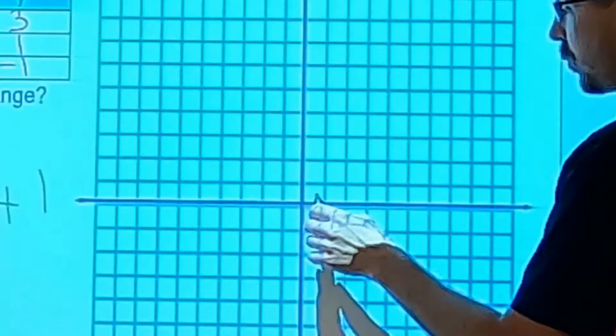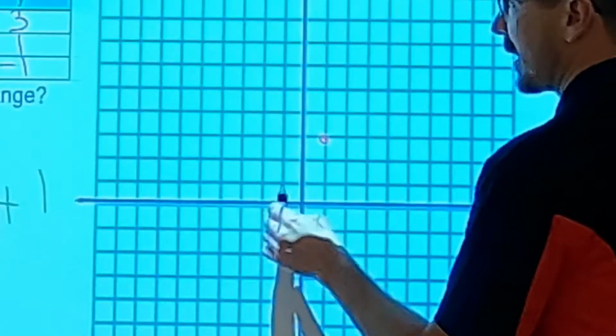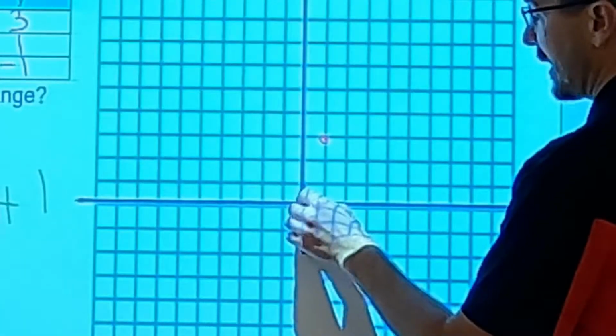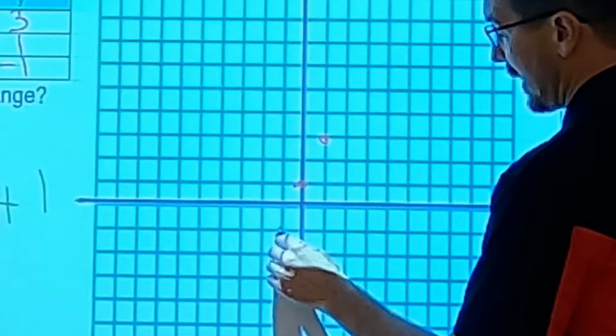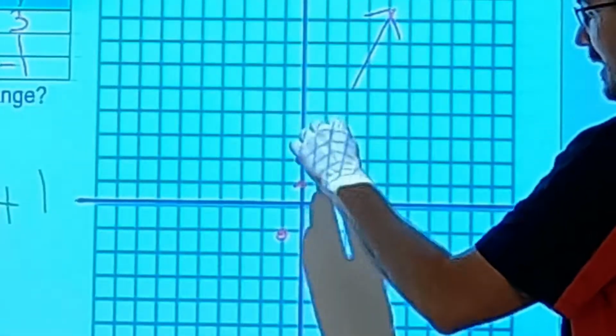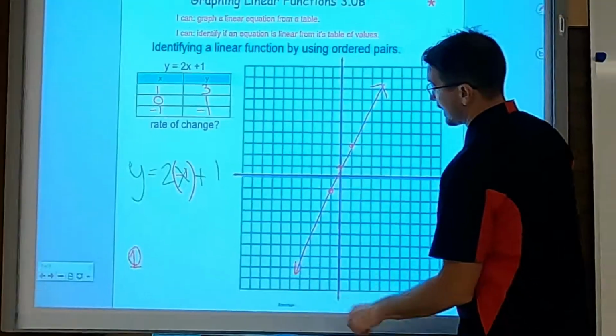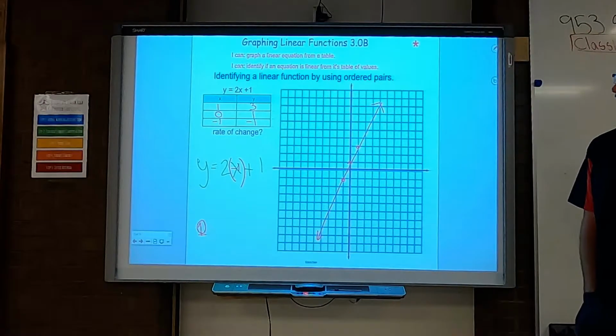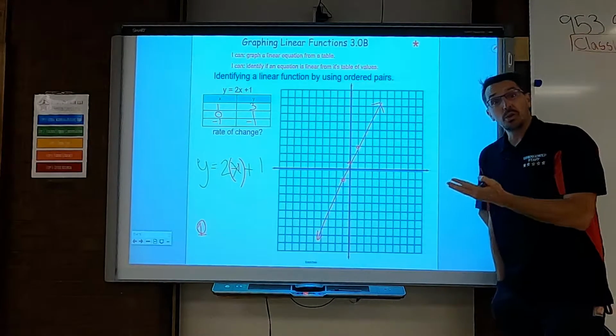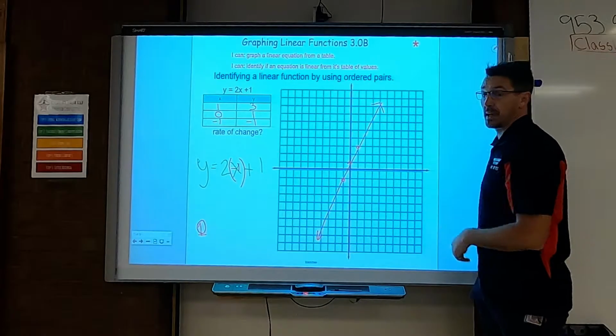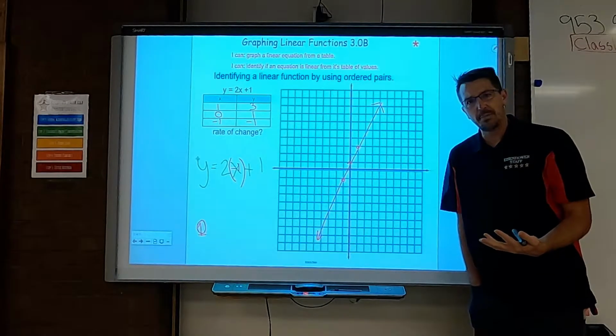If I go to 1, I get 3. I go to 0, I get 1. When I go to negative 1, I get negative 1. And again, I can see that my graph is going to be linear, right? But again, you at home might not even have graph paper, right? So how do I do this if I don't have graph paper?